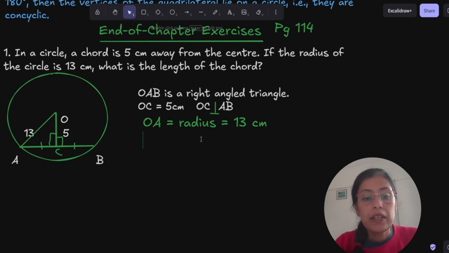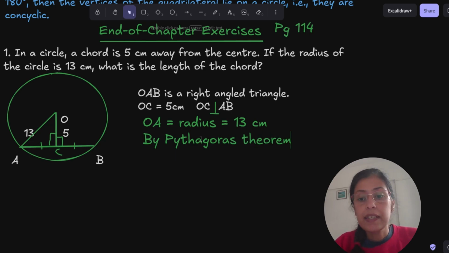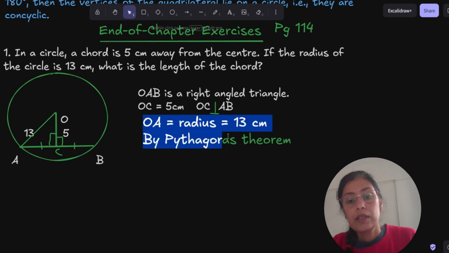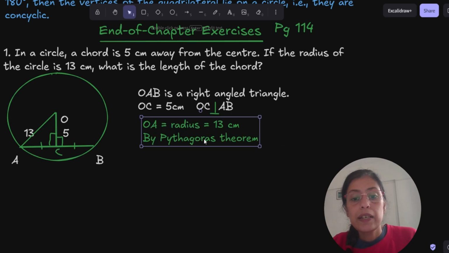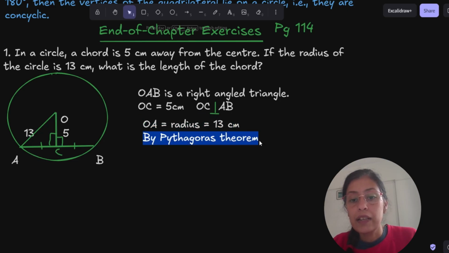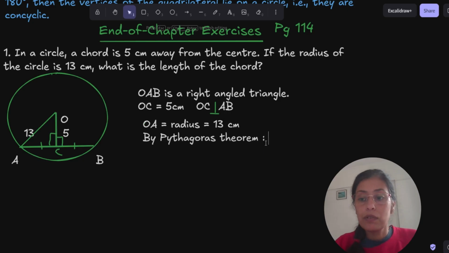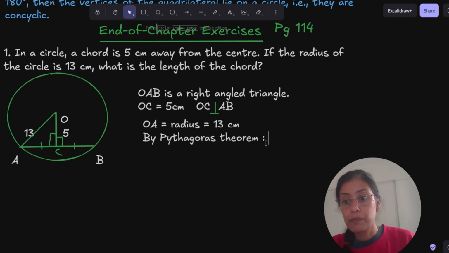Now, what we can deduce from here is, because it is a right angle triangle, we can apply the Pythagoras theorem. This Pythagoras theorem is the most common theorem wherever we see a right angle triangle. It's not 100%, but there can be a case where we utilize the Pythagoras theorem, so you should remember that very well.